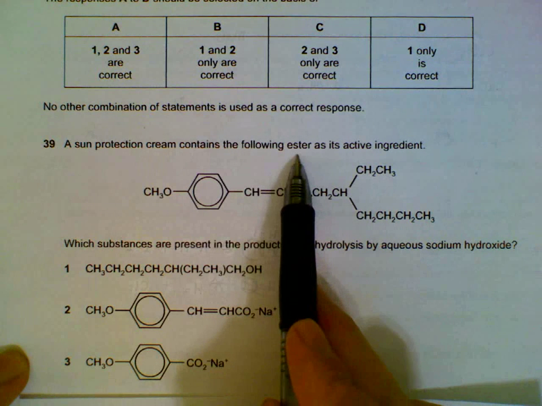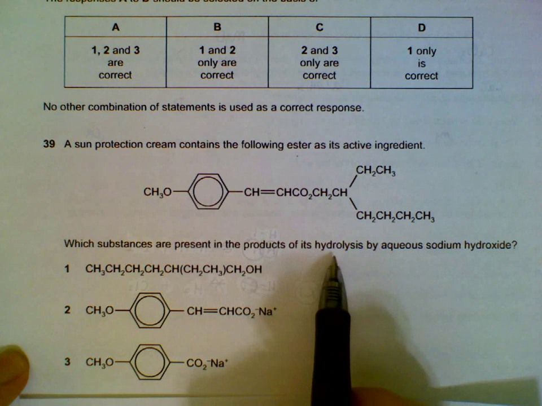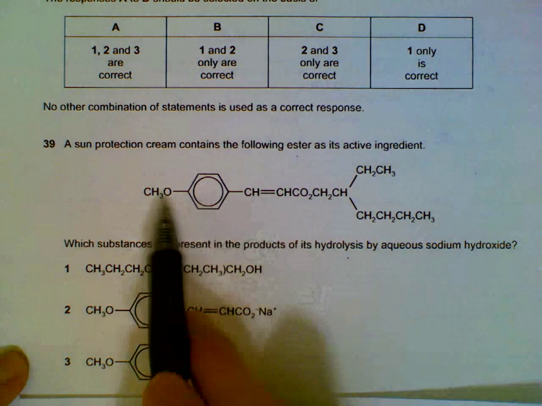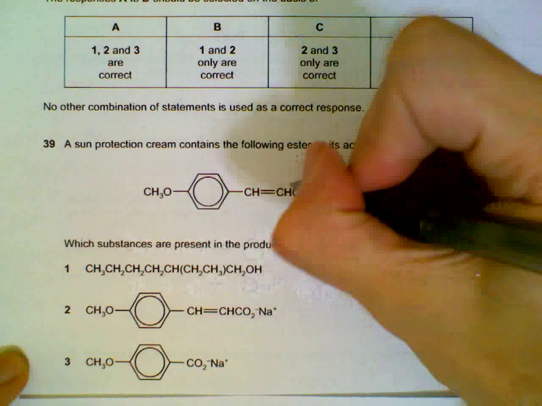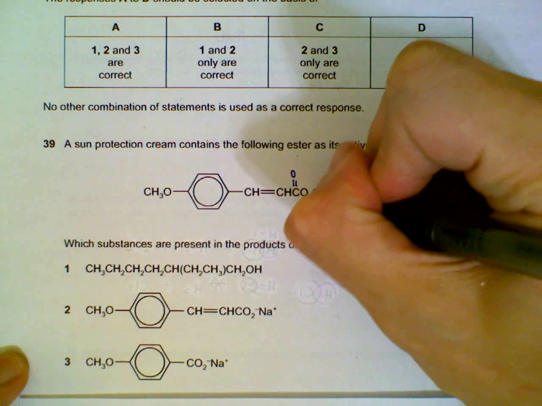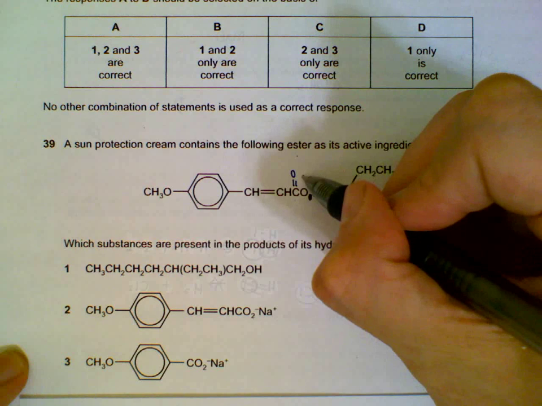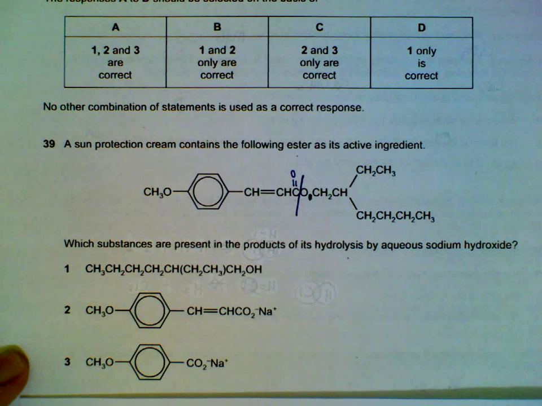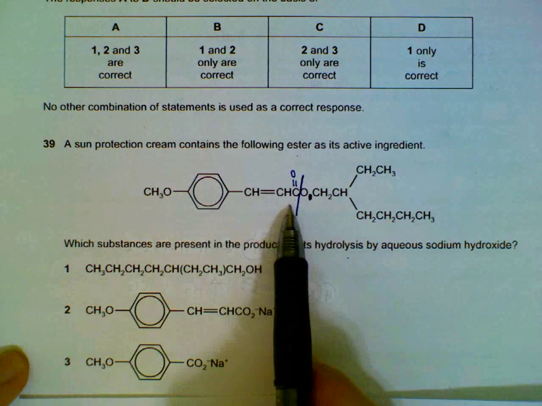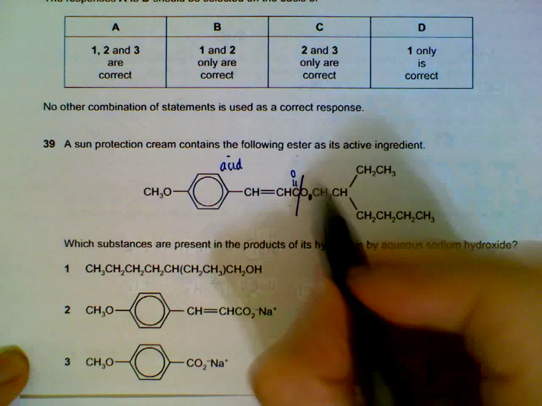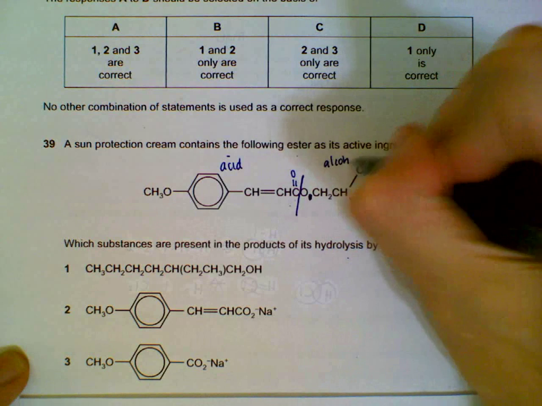We have this ester, and what happens when it's hydrolyzed by sodium hydroxide? So for hydrolysis, you attack the ester bond. We look for the ester bond, which is here. I'll redraw it to make it a bit clearer. And how do we break apart the molecule under hydrolysis? We will cut the ester bond over here. This part that contains the C double bond O is the acid part, and this part is the alcohol part.